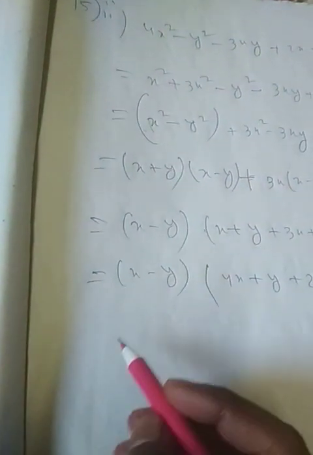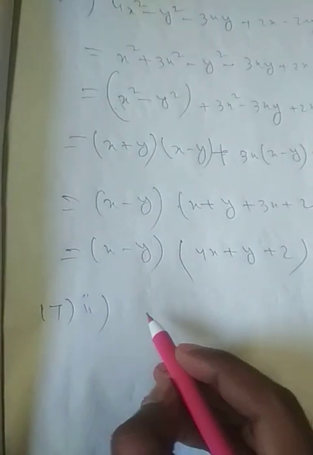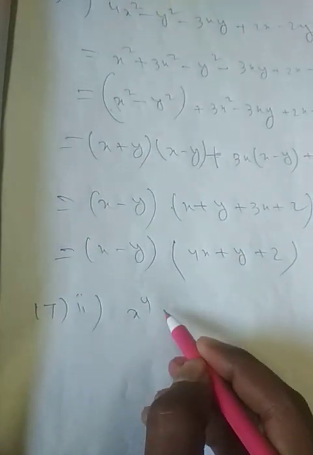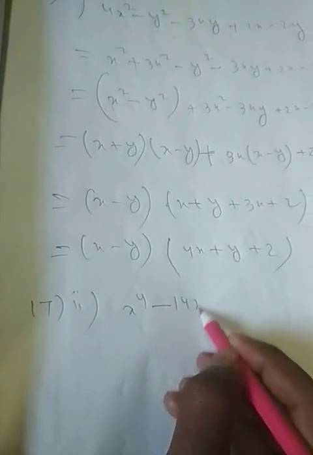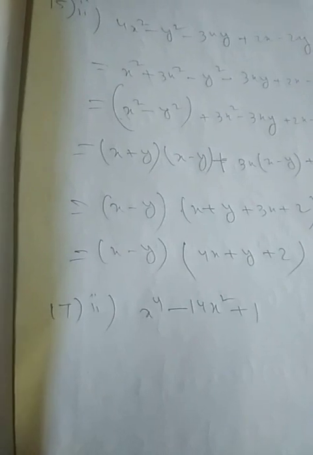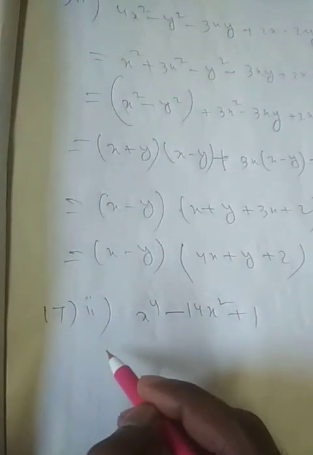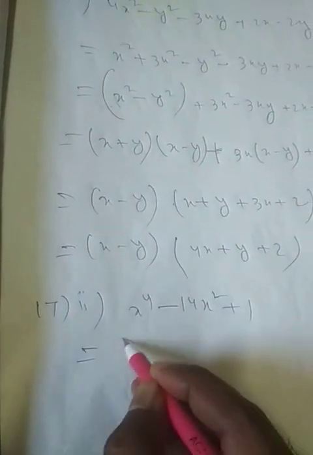Let's check the other math, like math number 17, number 2. X to the power 4 minus 14x square plus 1. X to the power 4 can be written as x square whole square.